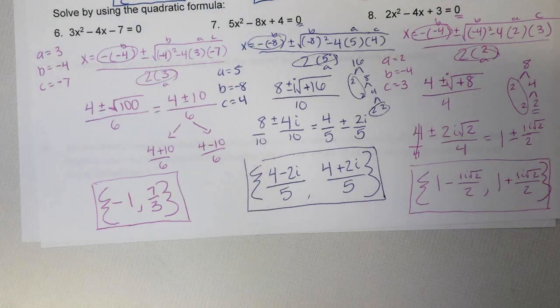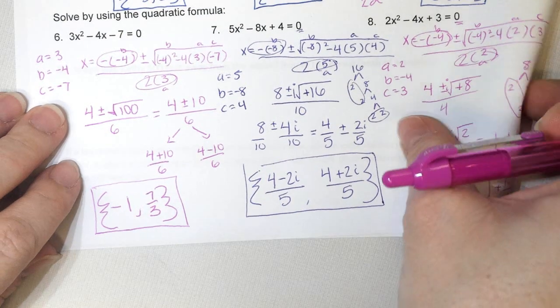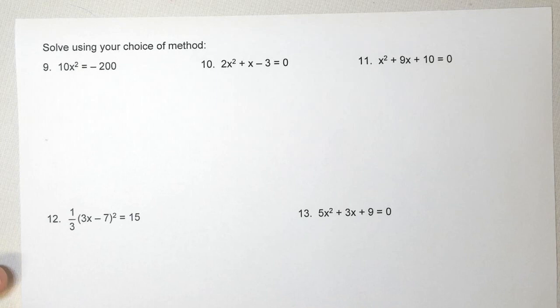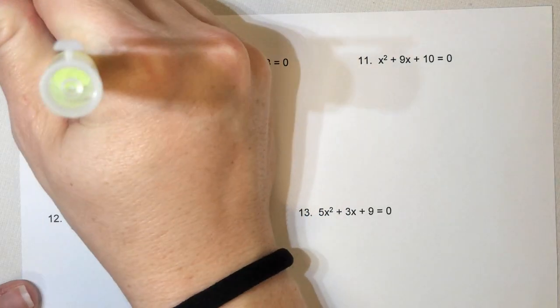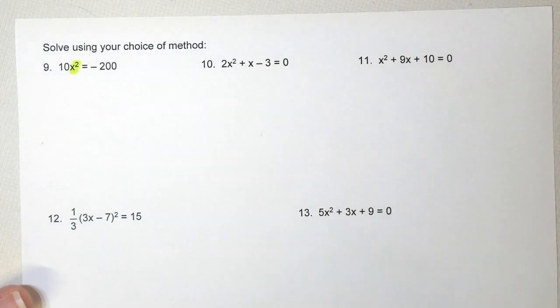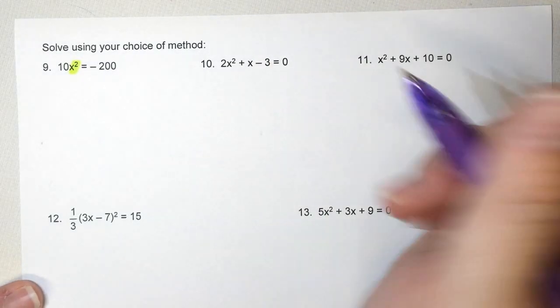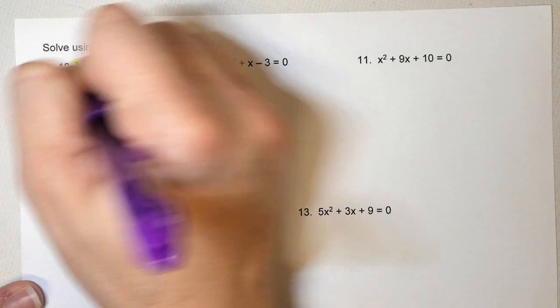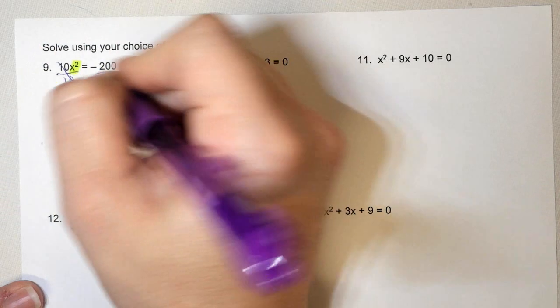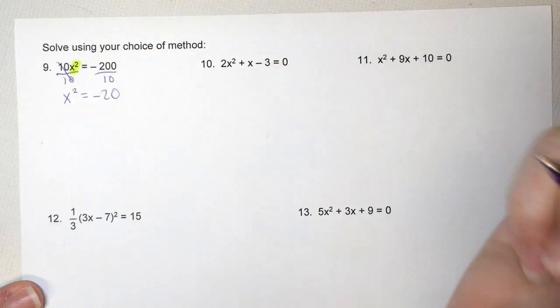Okay, so let's go ahead and flip to number 9. Okay, so now it says it's your choice of which method you use. So you get to choose. On number 9, I want you to realize that there is no b term, so I would choose the square root method. Right away, I'm going to get whatever squared alone. So I need to get x squared alone. So I'm going to divide both sides by 10. And I have x squared equals negative 20.